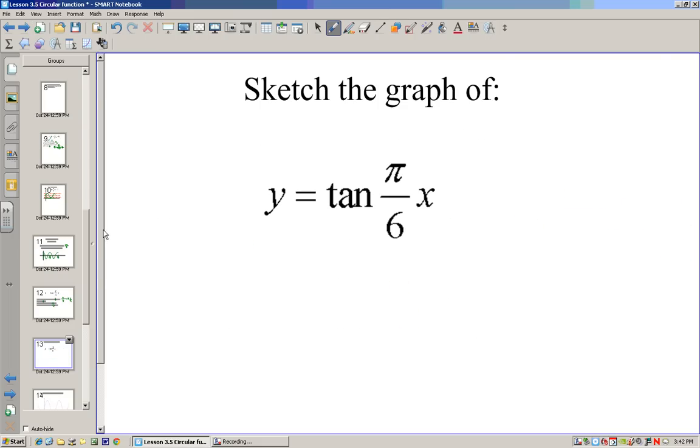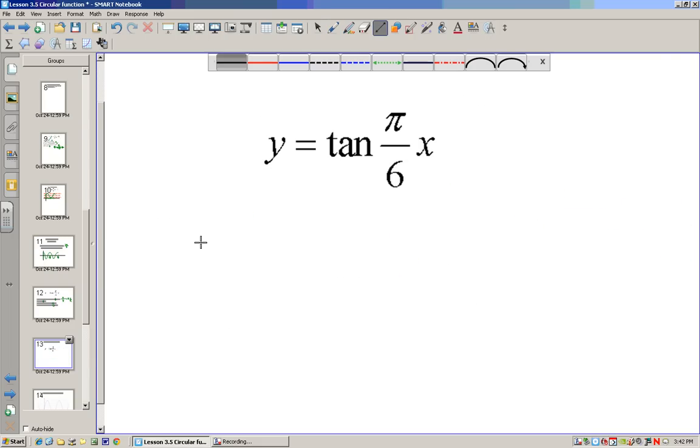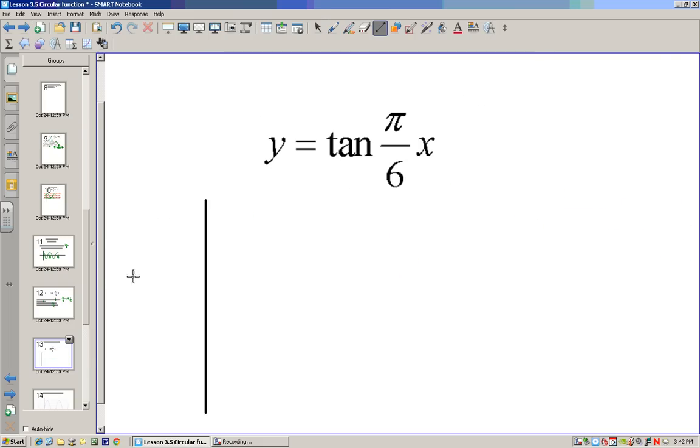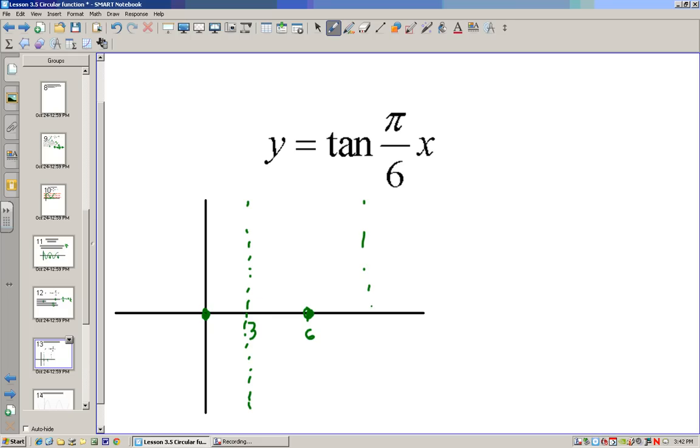So when I sketch the graph of this, all I have to keep in mind is it's tangent, but it repeats every 6 to the right. I know tangent goes through 0, 0. If I go 6 to the right, it's going to also pass through that point. In between the zeros are my asymptotes. So it's going to hit here at 3, and here at 9, and at 12. We can also have another asymptote at -3.